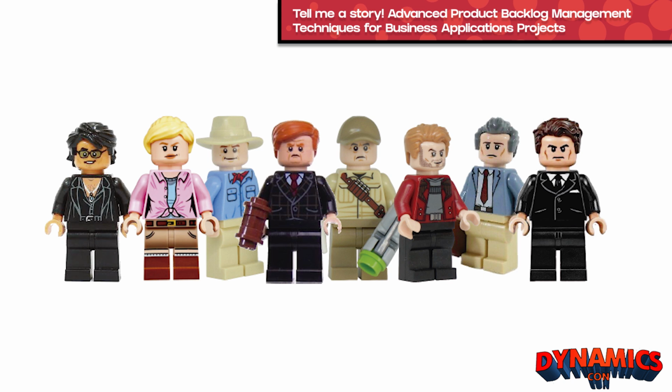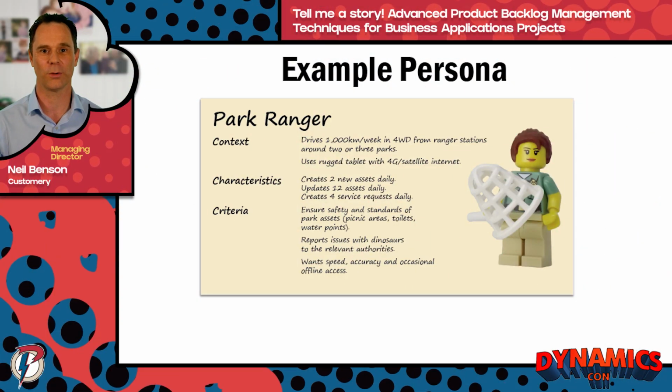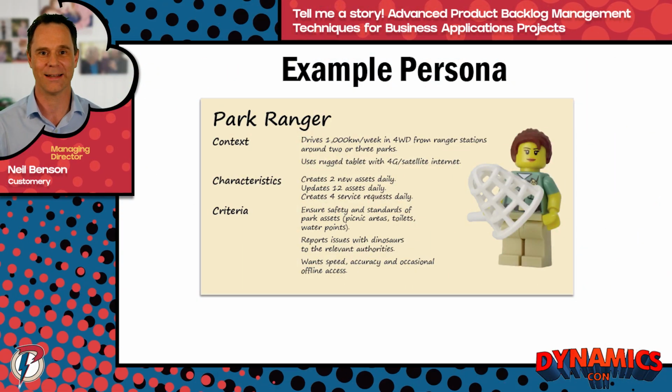They might even become security roles in our system. As well as users, the other categories of personas you often see are internal stakeholders, like your IT security team or trading team. External stakeholders, such as an industry regulator or government agency, and other systems that integrate with your Microsoft business application. Here's an example persona for a park ranger in a Dynamics 365 field service project.